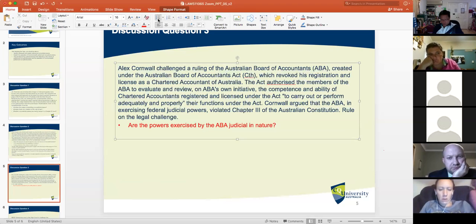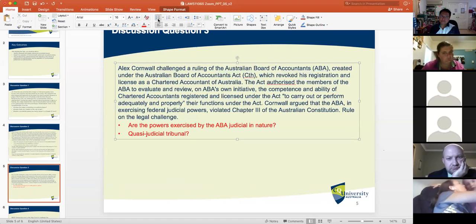Okay. What is the significance of raising the concept of being a quasi-judicial tribunal? What is the relevance of that in relation to the legal challenge? So if it were a quasi-judicial tribunal, what is the basis for the legal challenge? Whether or not they've acted in accordance with their right to exercise that part of the Australian Board of Accountants Act.